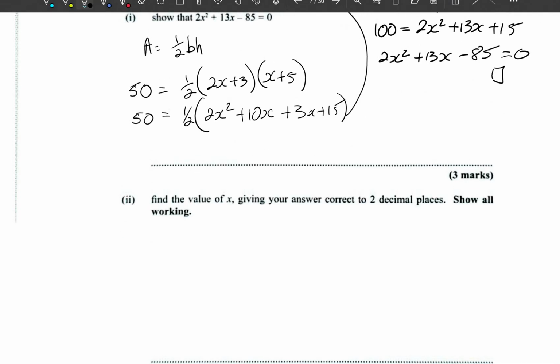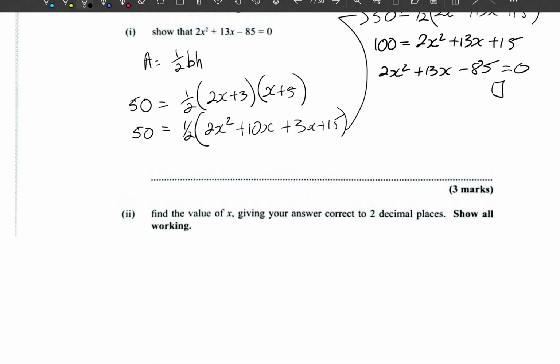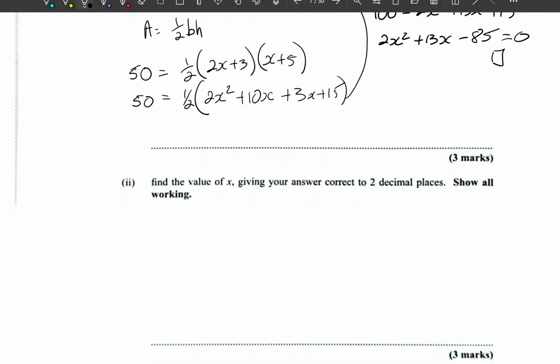Part 2 wants us to find the value of x, giving your answer correct to 2 decimal places, and they want us to show all the working. So we have that 2x squared plus 13x minus 85 is equal to 0. Now this is something we could just plug into our calculator and solve. Unfortunately, they thought about that and they told us to show all the working. So we could either go ahead and factorize if this is factorizable, or we could use the quadratic formula.